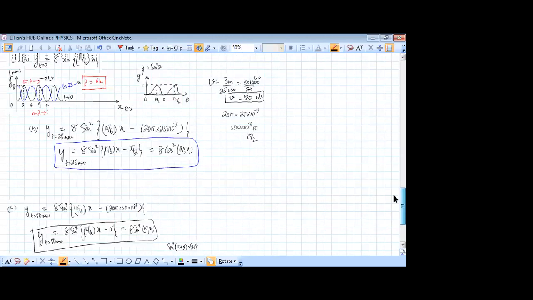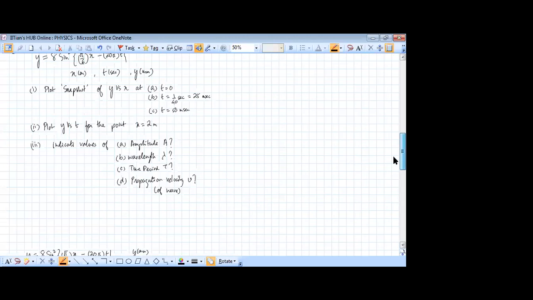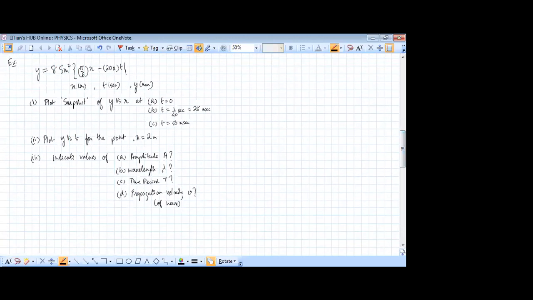Okay, so next up, let's come to this part where we are plotting y versus t. Okay, this second part. We're done with this part. So let's do this now. Let's plot y as a function of time for the particle or the point which is x equal to 2 meters on the medium. And now analyzing all these things, we'll be able to calculate the parameters amplitude, wavelength, time period, etc.